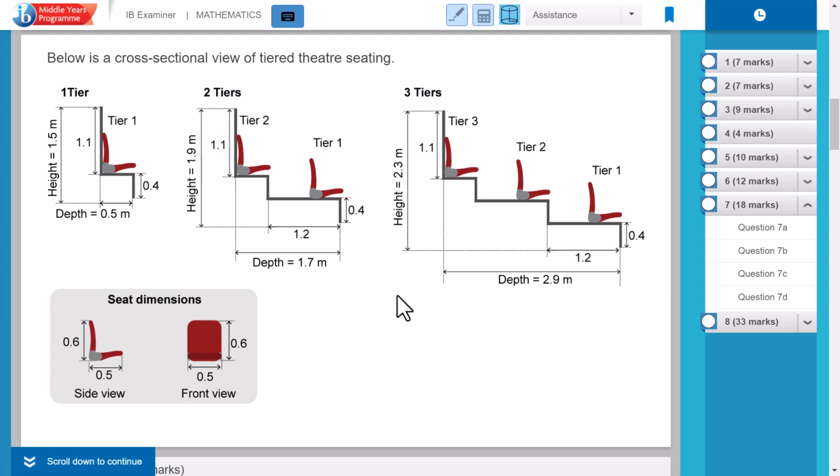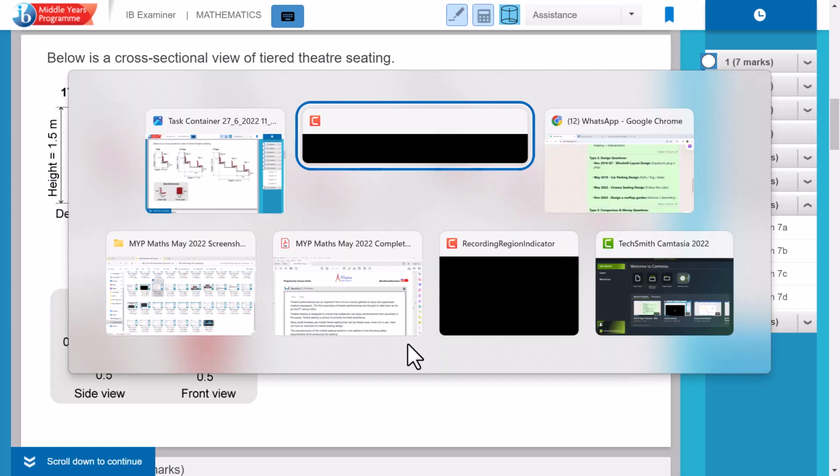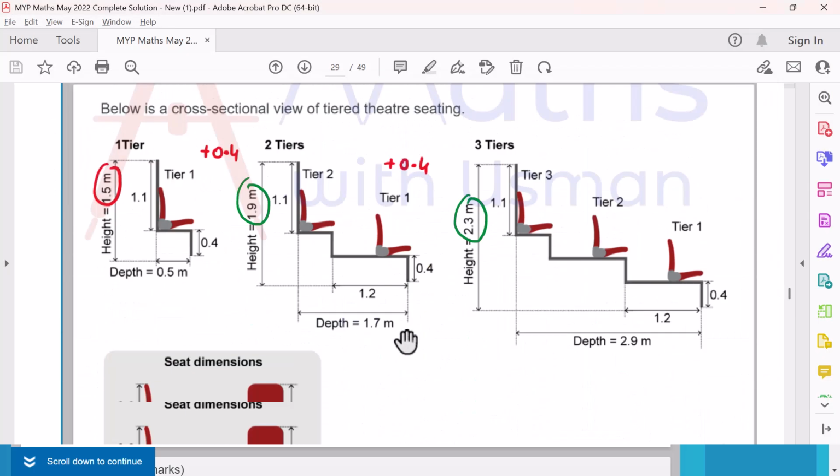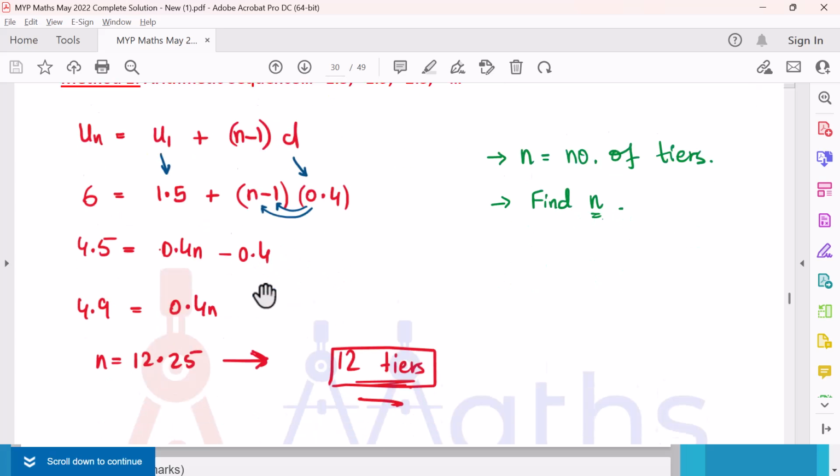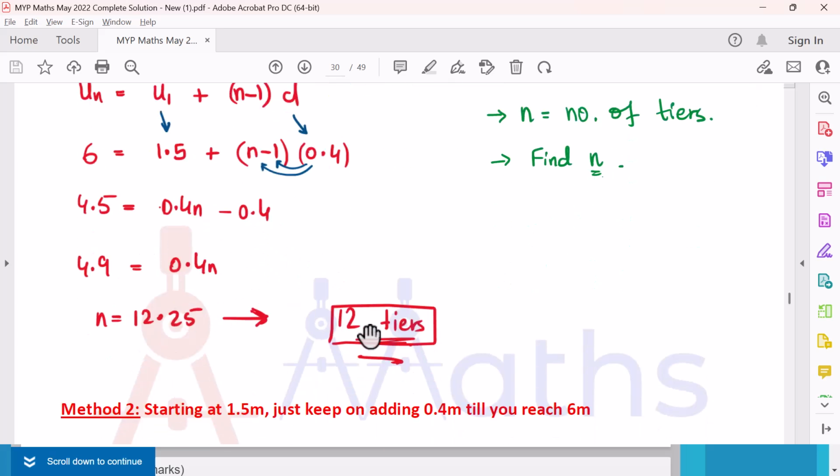It's like an arithmetic sequence where 1.5, 1.9, and 2.3, it's increasing by 0.4 meters every time you add a tier. So why don't you label this as an arithmetic sequence and get to work? You can make up a formula of arithmetic sequence. You know the total height that you want to reach is 6. You just want to find out n, the number of terms or the number of seatings. Okay, when you do the math, you'll end up with 12 tiers.